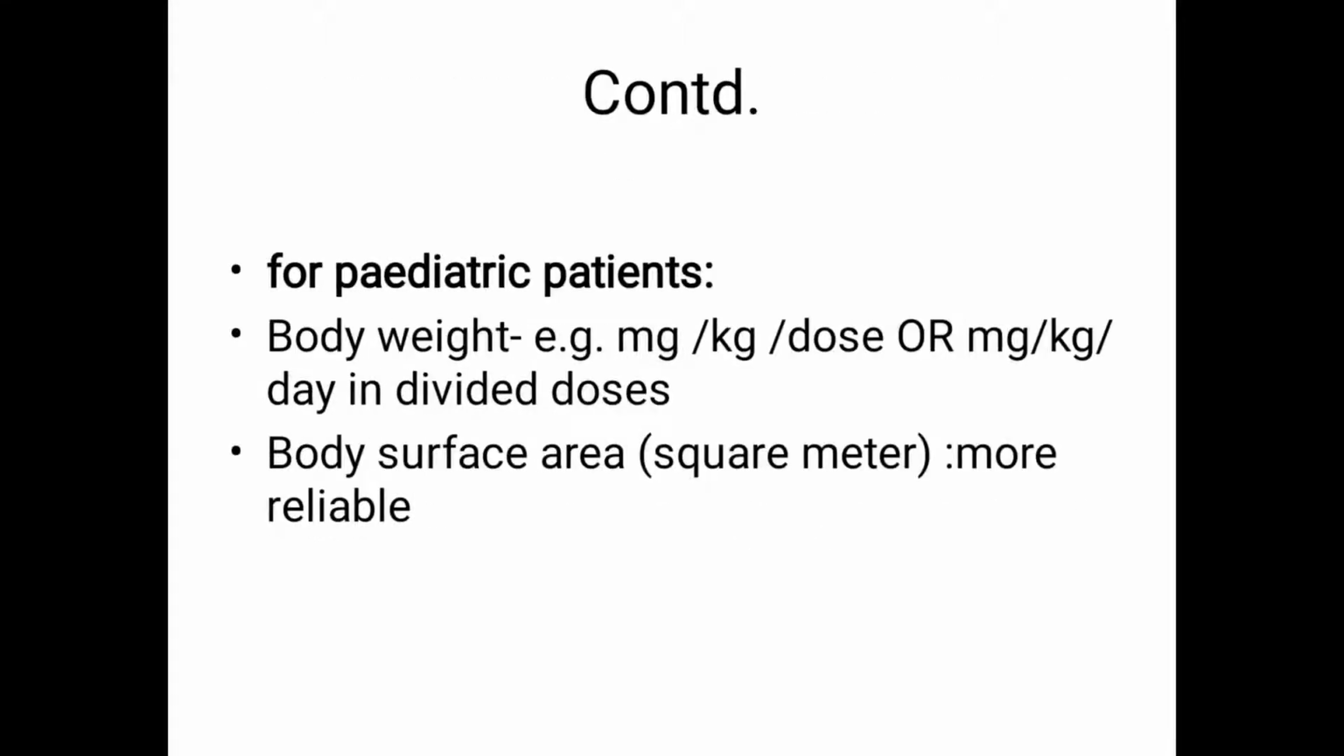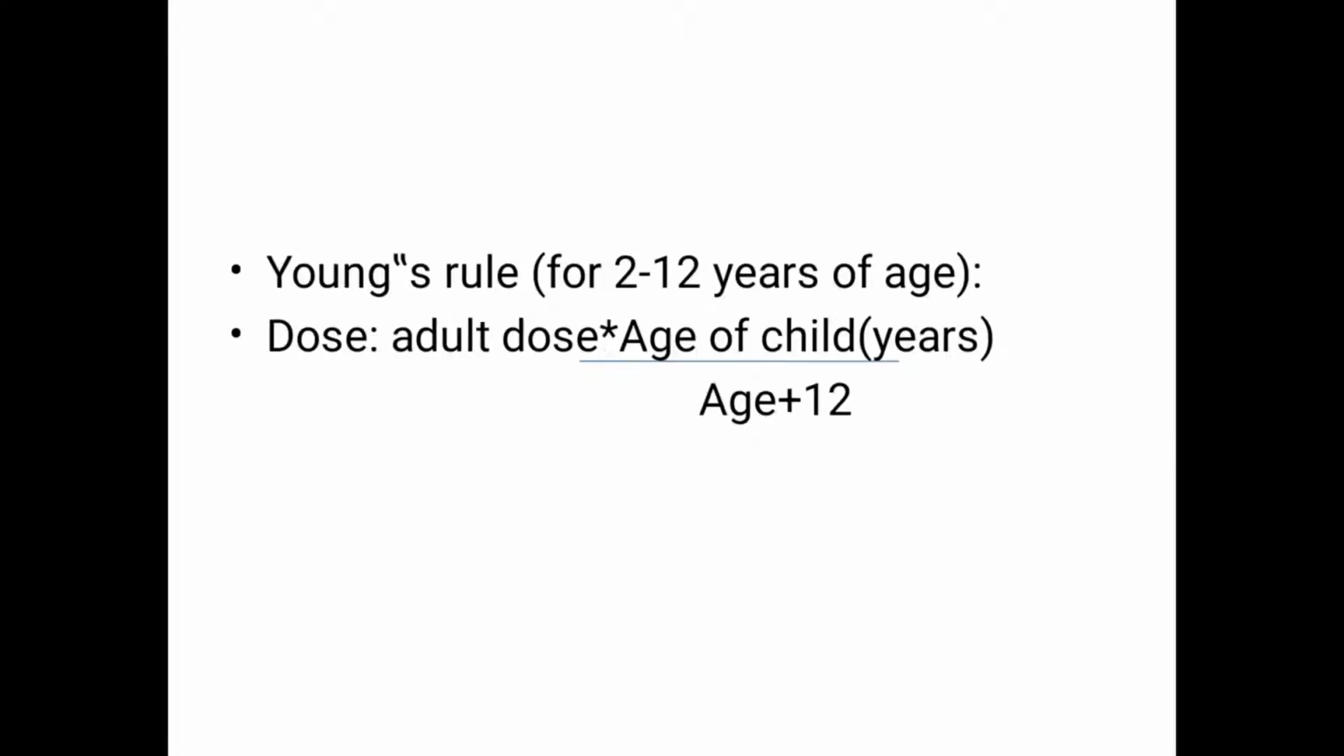For pediatric patients, the dose is based on body weight, for example mg per kg per dose, or mg per kg per day in individual doses. Body surface area in square meters is more reliable. In this you will find a formula which is very much used, that is Young's rule, for 2 to 12 years of age.